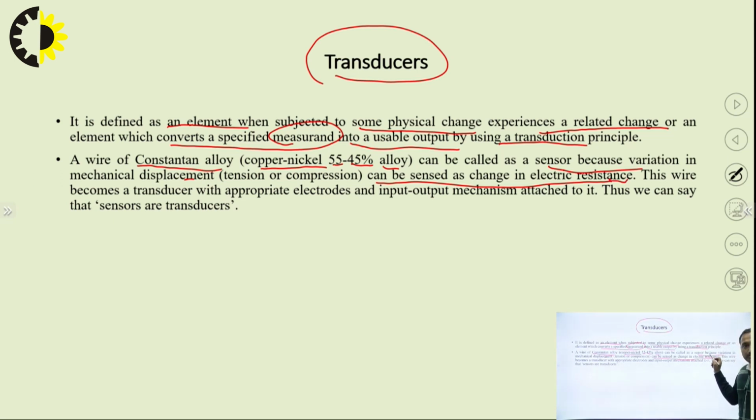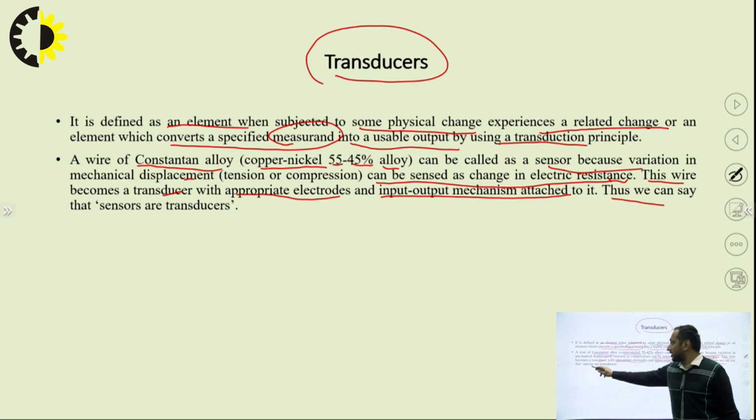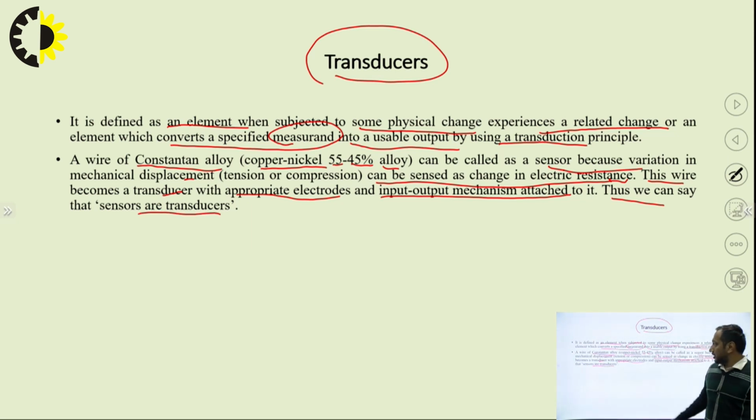If the wire responds in that way, it compresses or it comes in tension, then we say that this constantan alloy is a sensor because it is responding to the displacement of the wire through a change of resistance, right? Now what else I can do is, if this wire becomes a transducer with appropriate electrodes. If I apply appropriate electrodes to the wire and attach an input output mechanism to it, for example to control the flow of a fluid or liquid, then we can say that sensors are transducers.